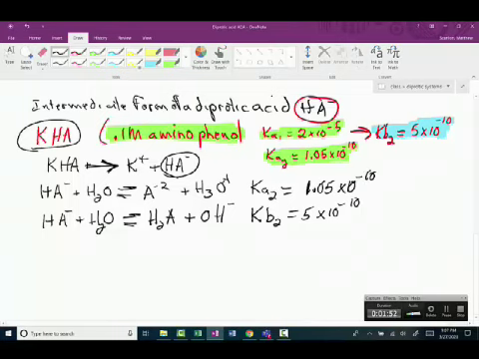I made a mistake up here, and you can look this up. Ka2 is 1.05, and no, I got it right. 1.05 times 10 to the minus 10th. That's right.